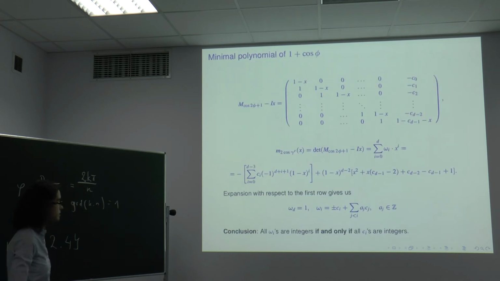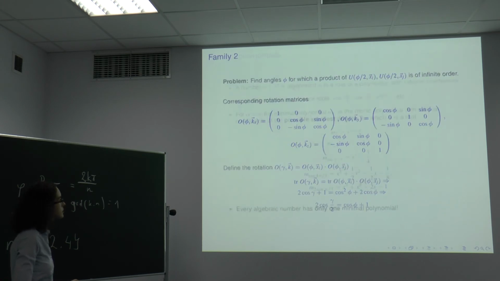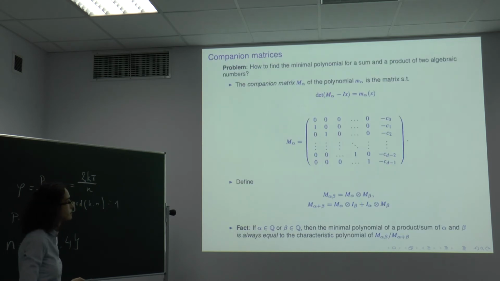In all other cases, at least one of these coefficients is a non-integer, but it is a rational number. But we know that the minimal polynomial of such a number must be integer. So if it is not integer, this means that the minimal polynomial of 2 cosine gamma is not the polynomial of this form. So this means that gamma must be an irrational multiple of pi.